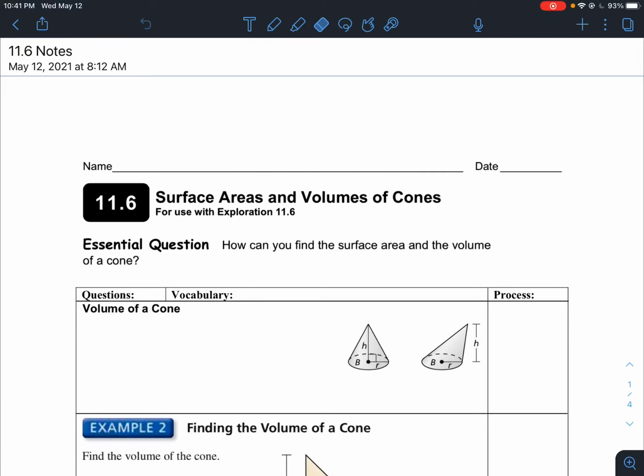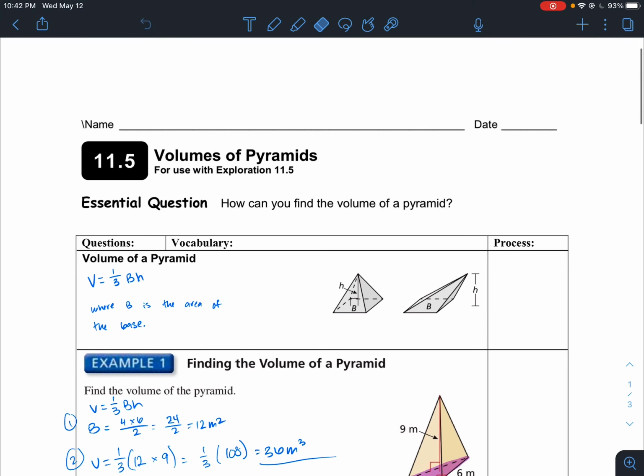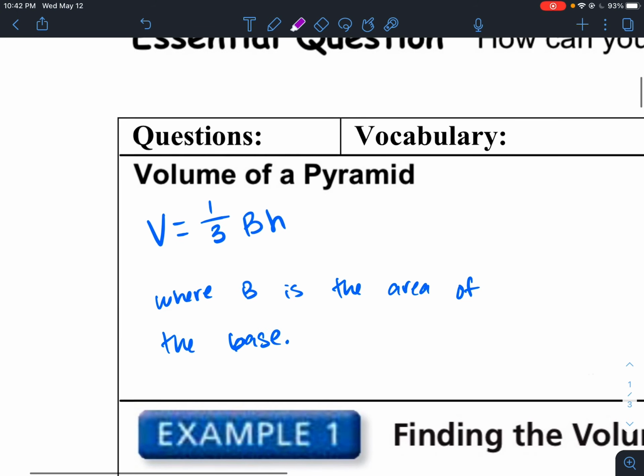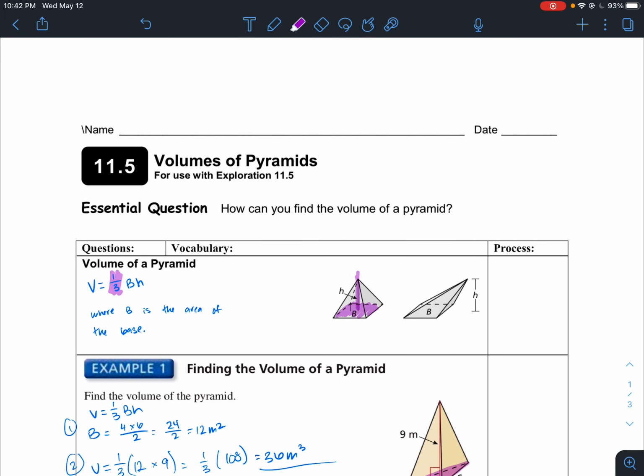Hey SM3, so you may or may not be coming from 11.5 since we're covering that section and this section together, but in 11.5 we learned about the volume of a pyramid. We take the area of the base and multiply it by its height, but then after we do that, we divide it by 3 or multiply it by 1/3, and that's the volume of this figure right here.